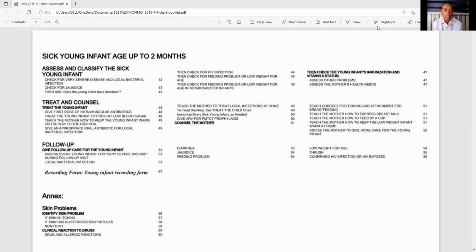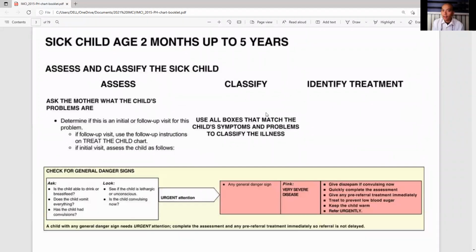As I said, your IMCI is divided into two major halves. The first half, you can see here, is from page 42 up to 55. This is the part where, if you have already assessed that your child is 2 months and below, this is the part of the IMCI that we are going to use, 42 to 55. If not, if we have determined that the patient is 2 months to 5 years, we are going to use the second half.